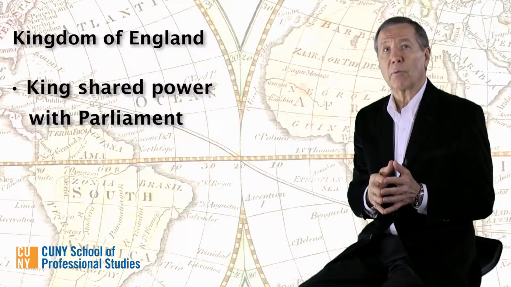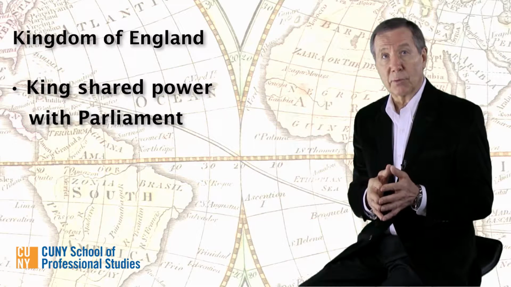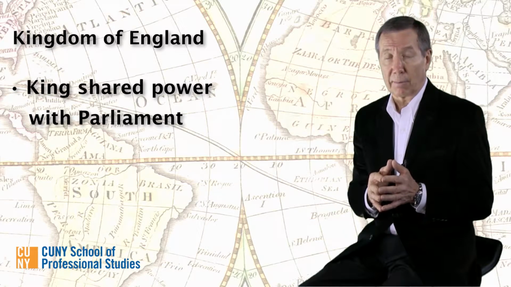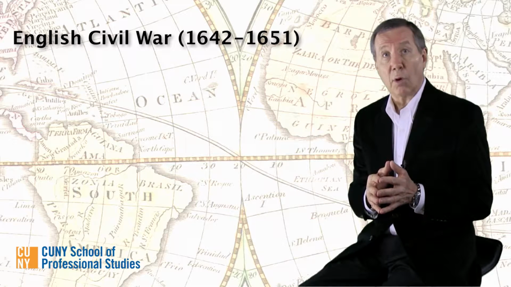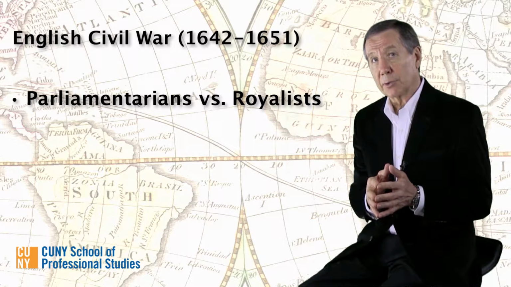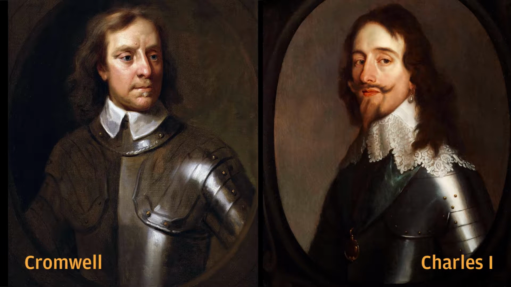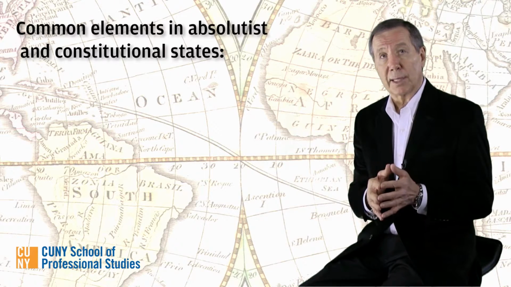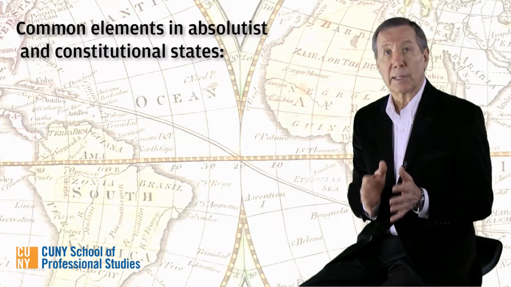A prominent example of a constitutional monarchy at this time is the Kingdom of England. The British monarch shared power with members of Parliament, consisting of the House of Lords and the House of Commons, who possessed certain legislative rights that they jealously guarded from the power of the king. In fact, the English fought a civil war over precisely that issue in the 17th century, pitting the parliamentarians, led by Oliver Cromwell, against the royalists, who were led by supporters of the monarch, Charles I, who was later beheaded by Cromwell's followers.